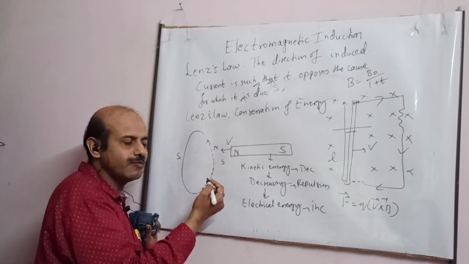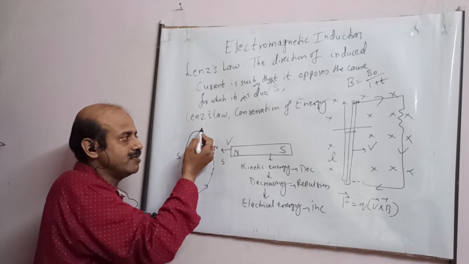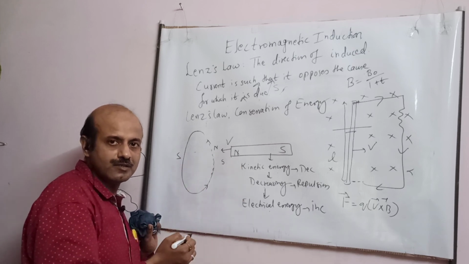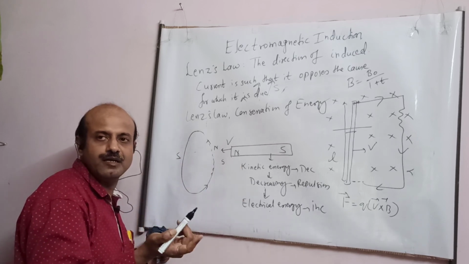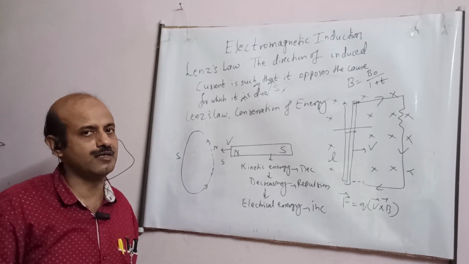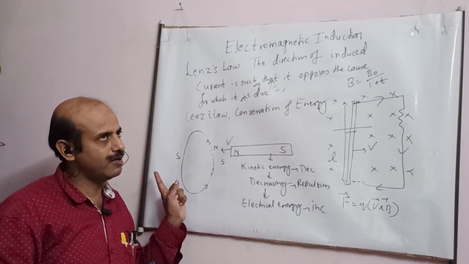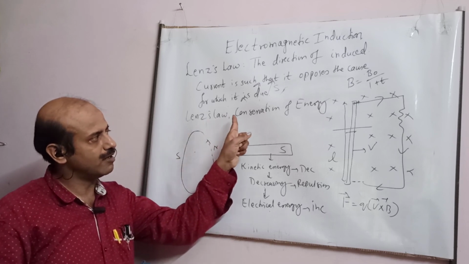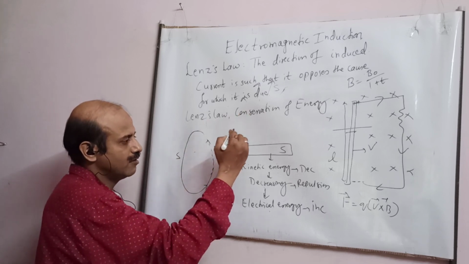Where is this energy coming from? And due to increased kinetic energy, there is increased current. So both will increase. But we have not supplied any energy from the outside. Where is the energy coming from? So that is against the law of conservation of energy. Like this, student, you can explain how Lenz's law follows the law of conservation of energy.